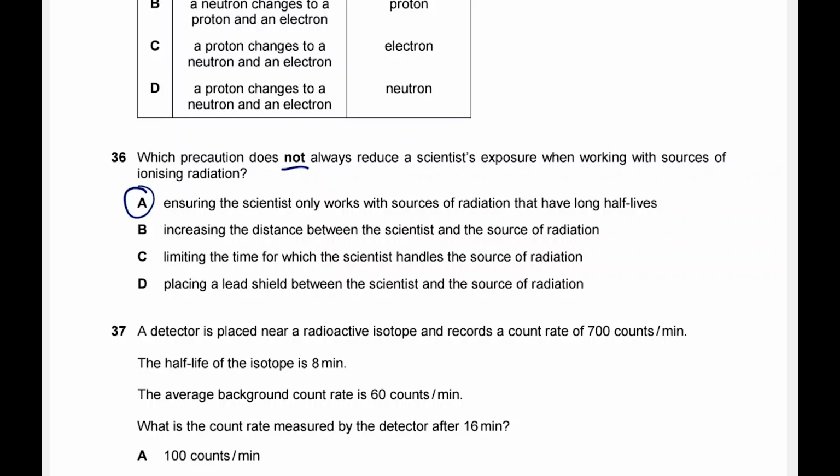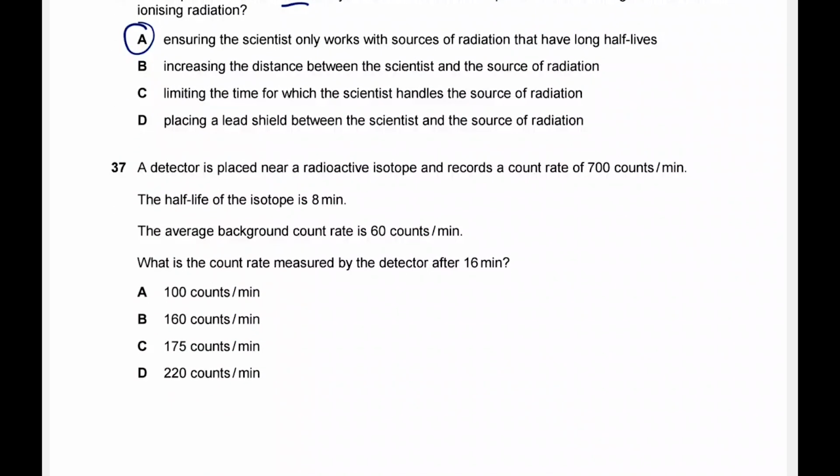Oh, again A. 37. A detector is placed near a radioactive isotope and records a count rate of 700 counts per minute. The half-life of the isotope is 8 minutes. The average background count rate is 60 counts per minute. What is the count rate measured by the detector after 16 minutes?